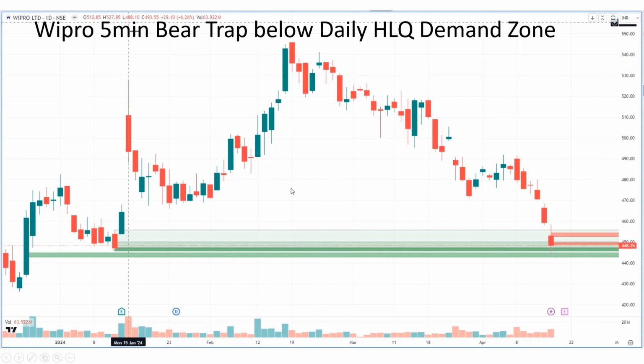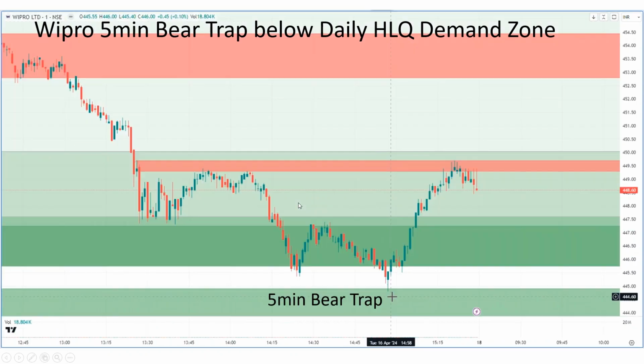Let me show you in the 5 minutes time frame. Actually, I am showing you in the 1 minute time frame here. This is a 5 minutes bear trap, but the chart is a 1 minute chart. The reason why I am showing you the 1 minute chart is to explain the target. Generally, our target is the 15 minute zone. But here a 1 minute high liquidity zone is there.